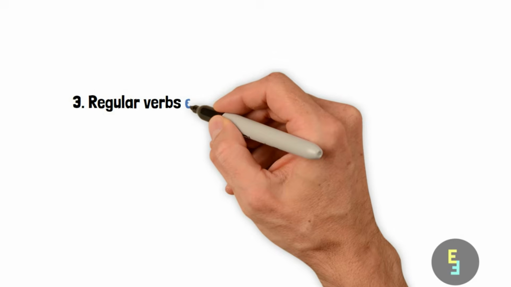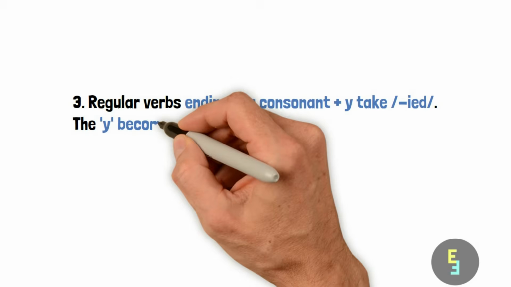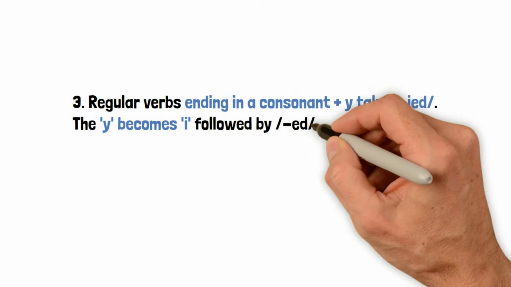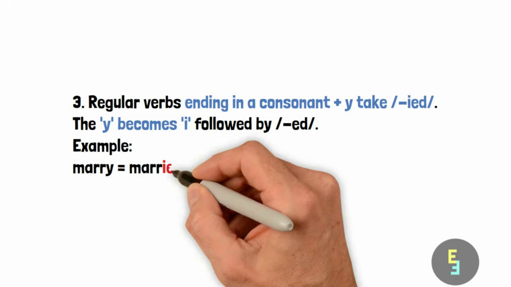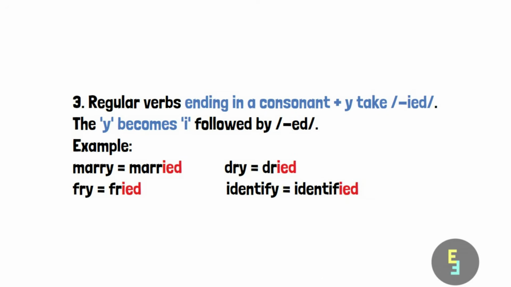Regular verbs ending in a consonant plus Y take ied. The Y becomes I, followed by ed. Example, marry becomes married, replacing Y with I then adding ed. Same with the words dry, which becomes dried. Fry, fried. And identify, identified.